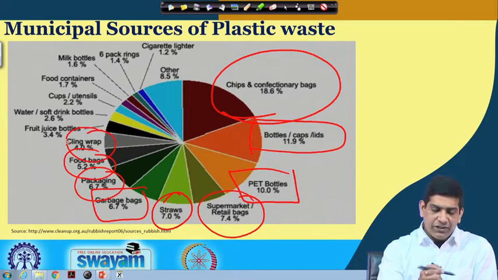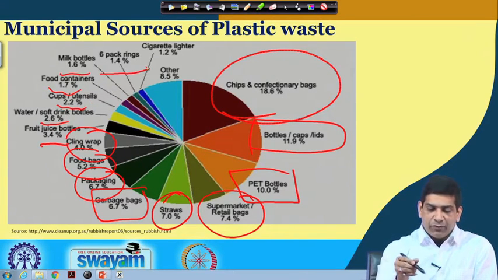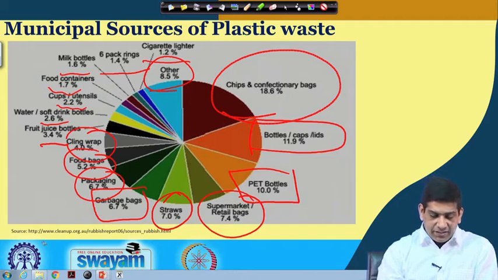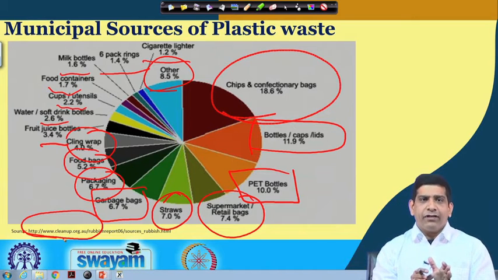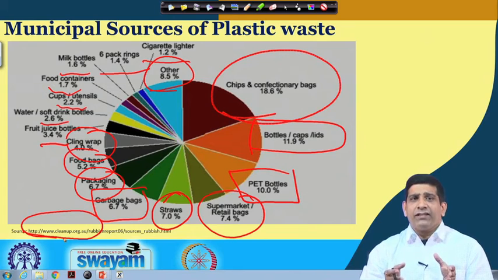Fruit juice bottle 3.4%. Water or soft drink bottle 2.6%, cups 2.2%, food containers, milk bottles, 6-pack rings, and then cigarette lighter and other is 8.5%. This one is also coming from Australia. So the numbers in the Indian context will be slightly different, and we need to get these numbers.